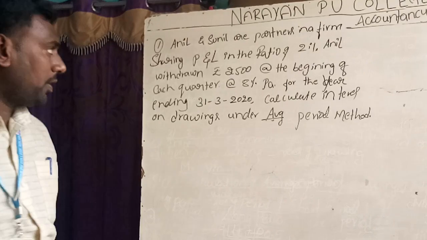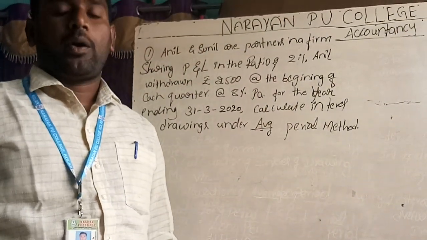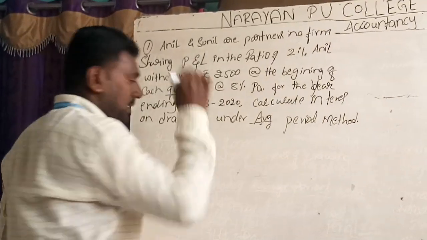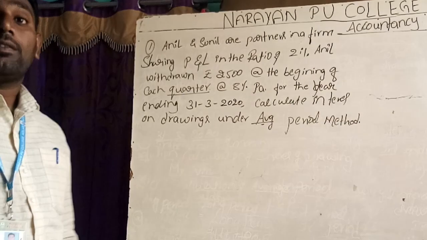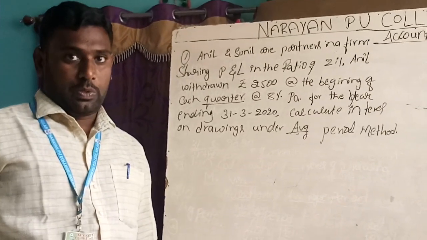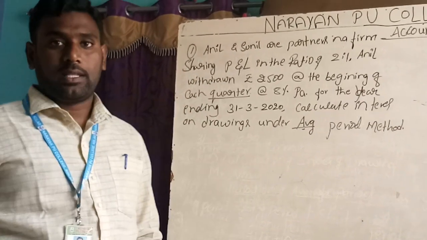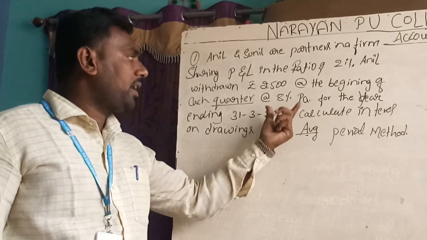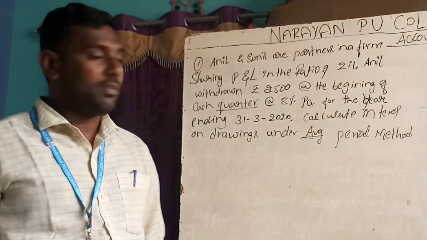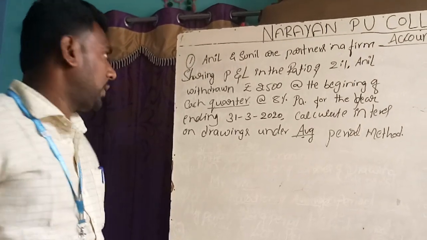Calculate interest on drawings under average period method. So we have to calculate interest on drawings on a quarterly basis. This question was asked in last year's midterm examination also. In the preparatory examination also, they will ask the question in this manner. Amount will differ, rate of interest will differ, but the method and the steps will be common. So let's solve this question.